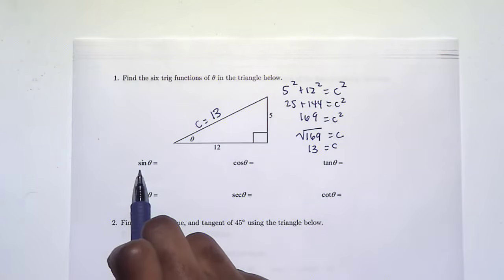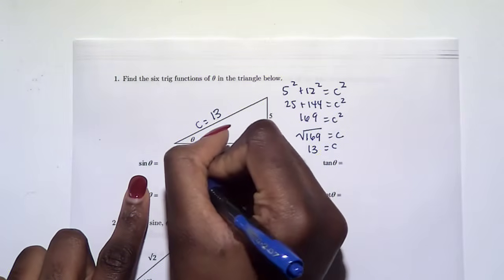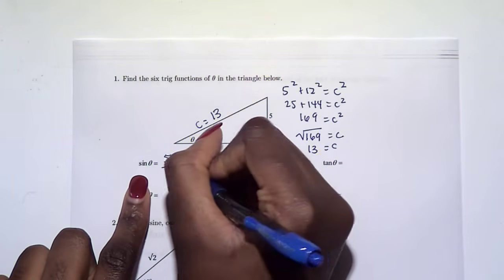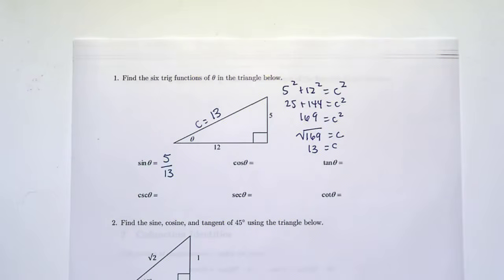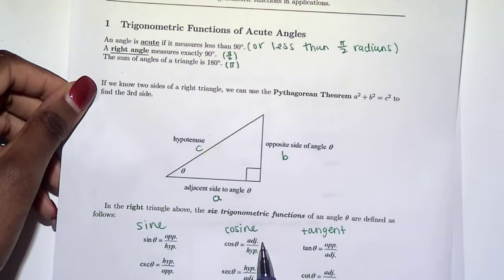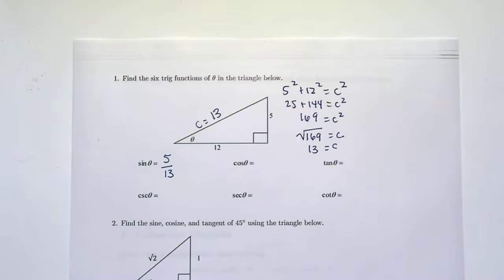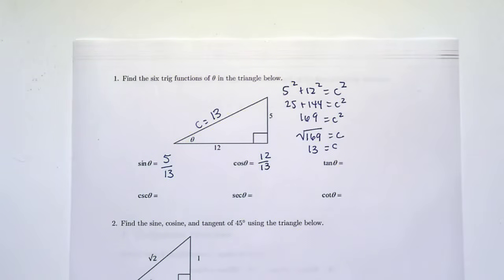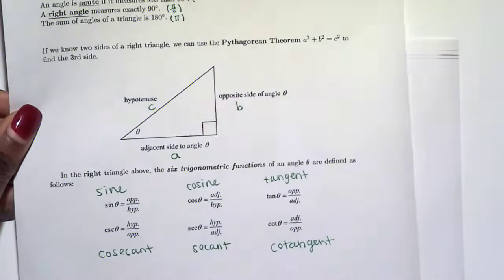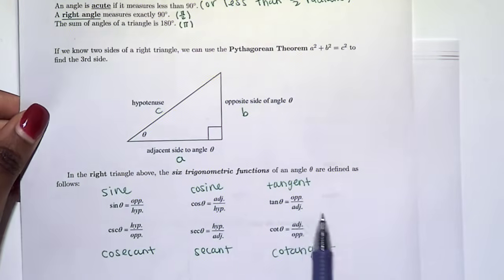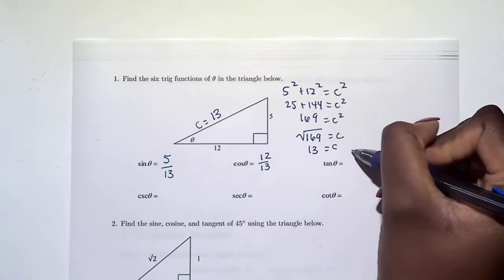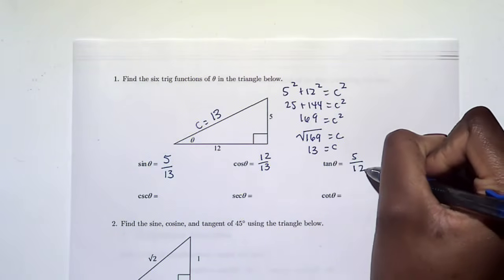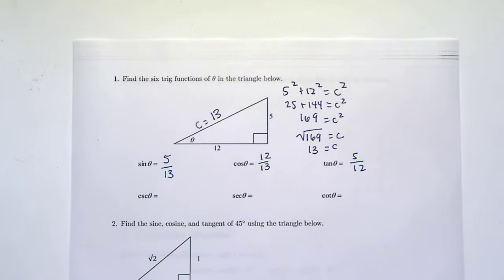So again, sine theta is the opposite side divided by the hypotenuse. Okay. Then we can move on to cosine, which is the adjacent side divided by the hypotenuse. Adjacent is 12. So cosine theta is 12 over 13. And then tangent theta is opposite over adjacent. So we need our opposite side, which is 5, over the adjacent side, which is 12. So tangent theta is 5 over 12.